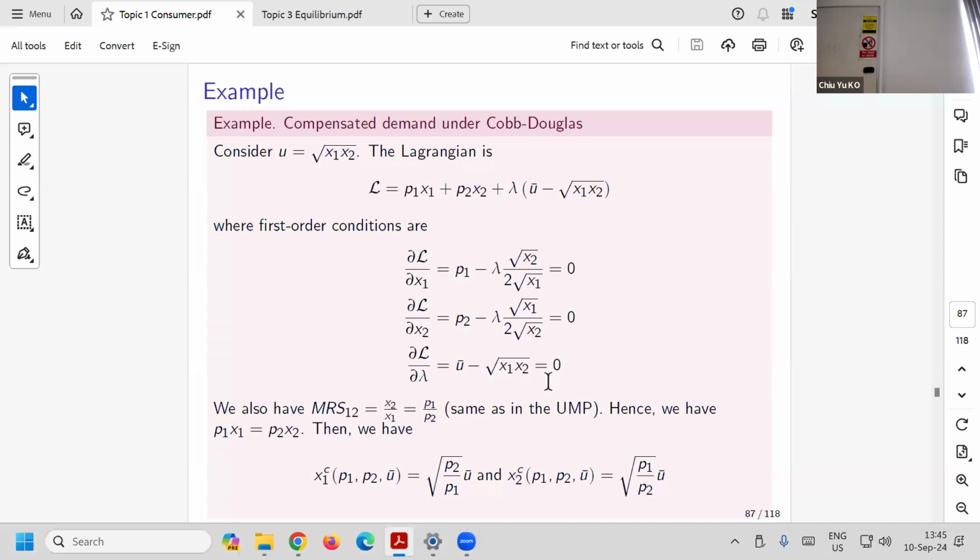okay? So you can easily see that if P1 goes up, X1 goes down, okay? And if P2 goes up, X1 goes up, right? And if U bar goes up by 1, X1 goes up by 1. So that would be something interesting, right? Because we assume Cobb-Douglas, this is the form of Hicksian demand you have.